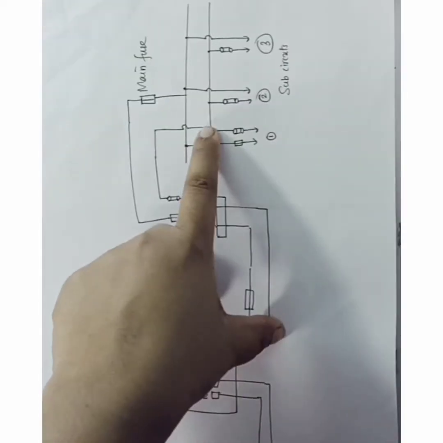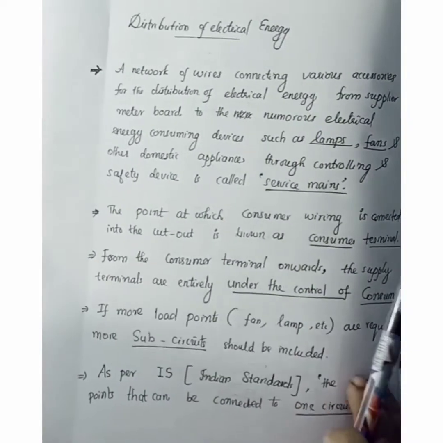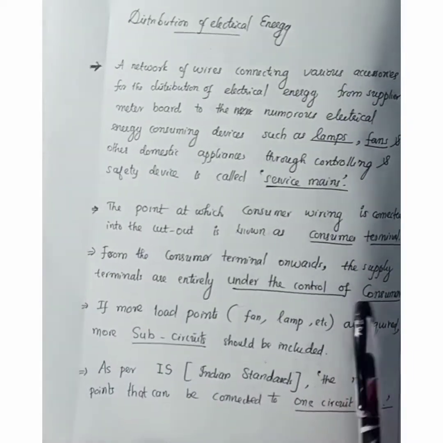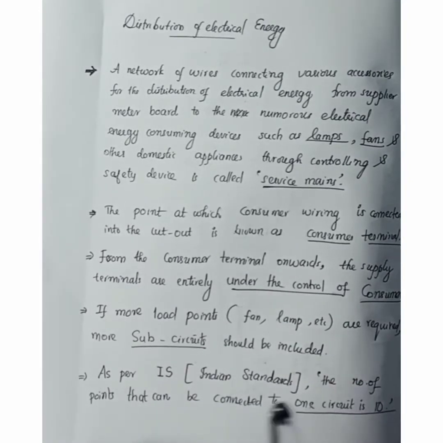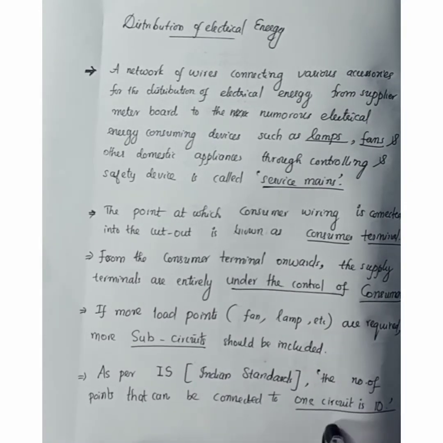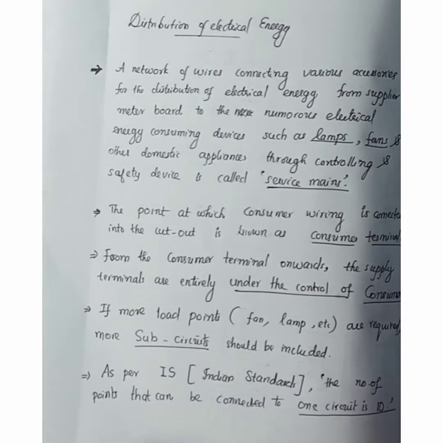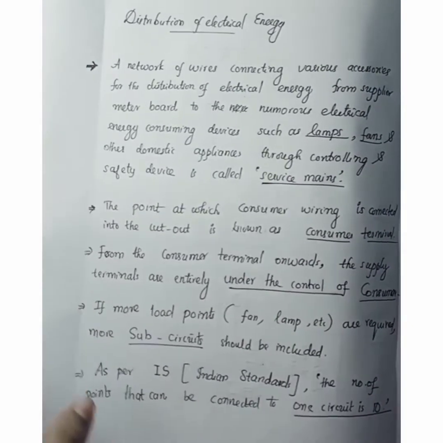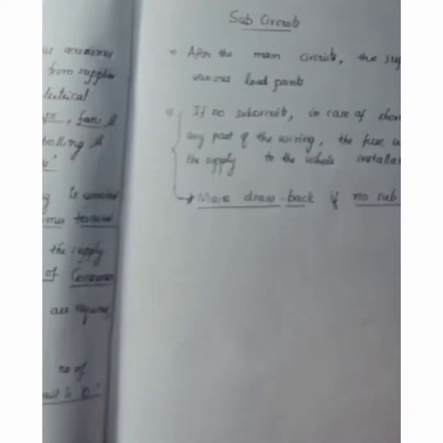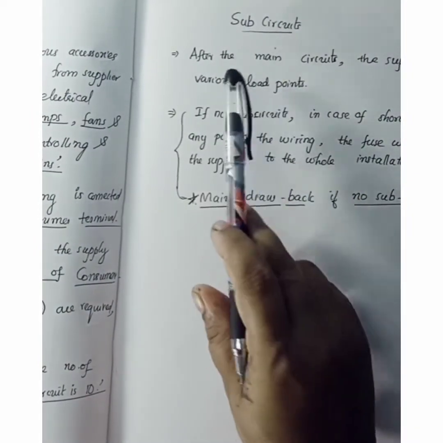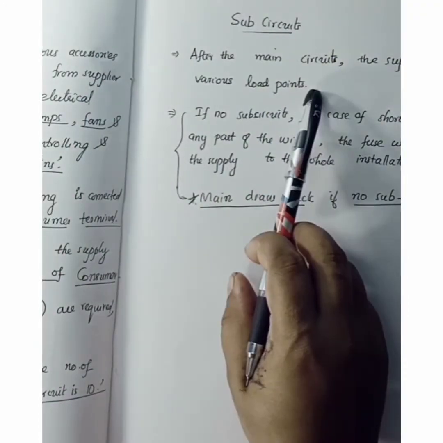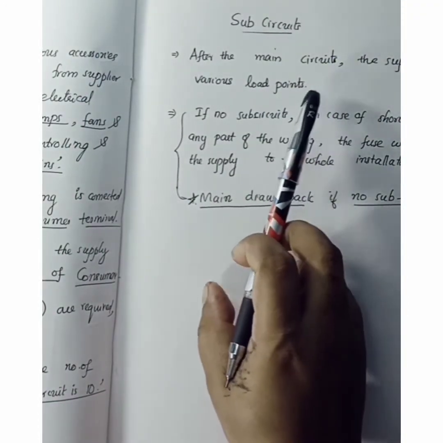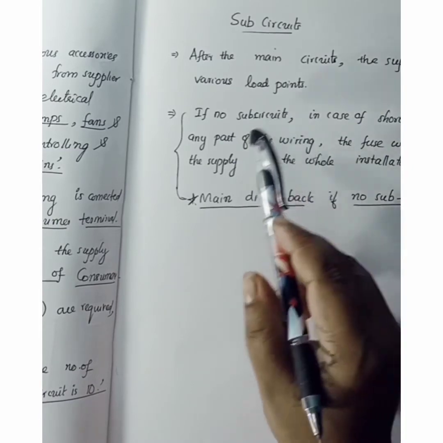So what is the necessity of sub-circuit? It's very important. As per the Indian standard, the number of points that can be connected to one circuit is 10. That is the Indian standard. So what is the necessity of sub-circuit? After this main circuit, the supply is taken to various load points, for example lamp, then fan, or sub-circuits.